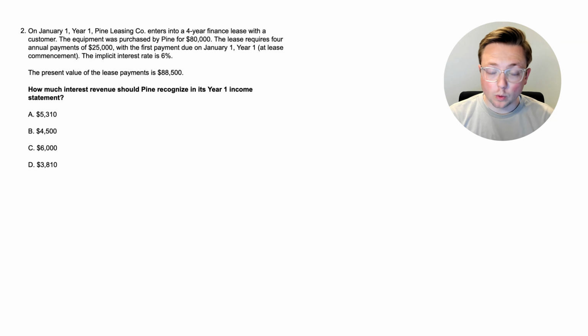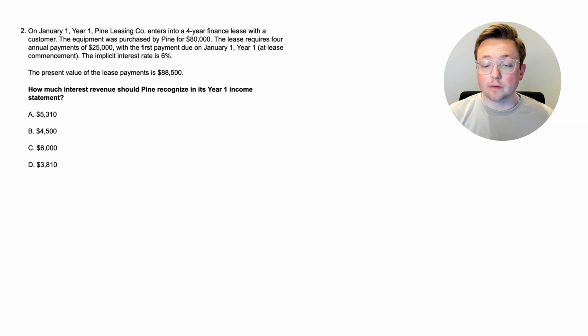On January 1st, year 1, Pine Leasing Co. enters into a 4-year finance lease with a customer. The equipment was purchased by Pine for $80,000. The lease requires 4 annual payments of $25,000 with the first payment due on January 1st, year 1, at lease commencement. The implicit interest rate is 6%, and the present value of the lease payments is $88,500.